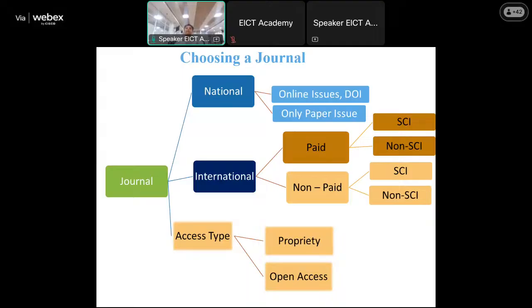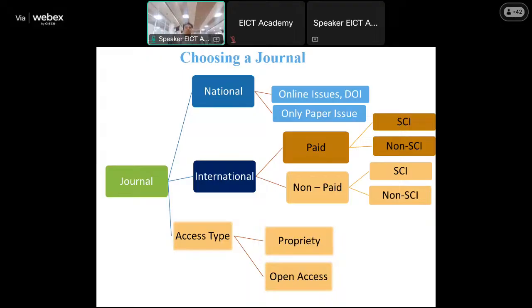Another is a non-paid journal. In a non-paid journal, the publisher will publish your article without charging anything. However, in a non-paid journal, there is an option that you can make your article open access. This is a different one. That journal gives you an option whether you want to publish your article as open access or subscription based.